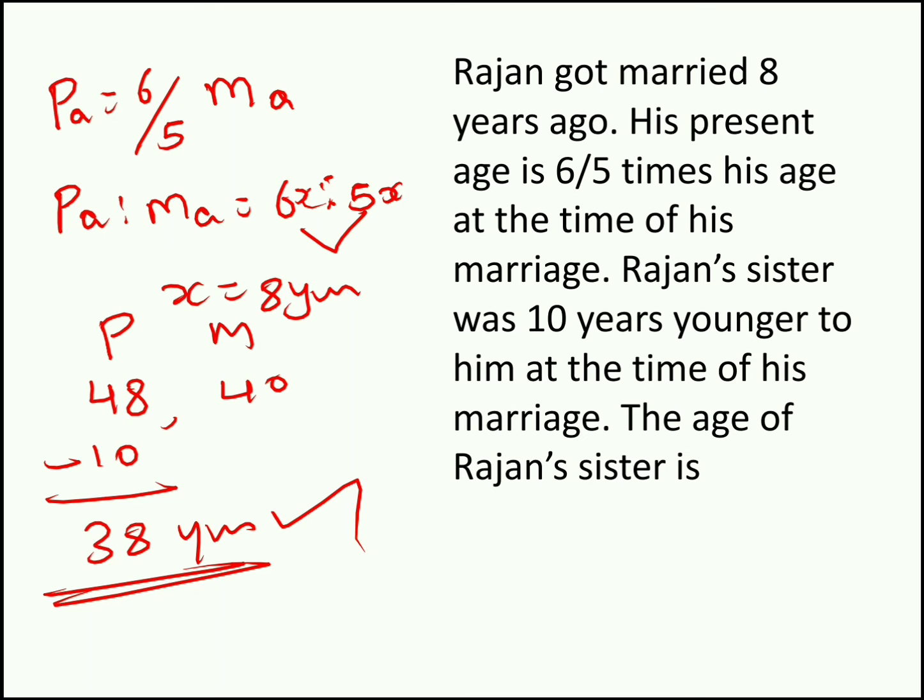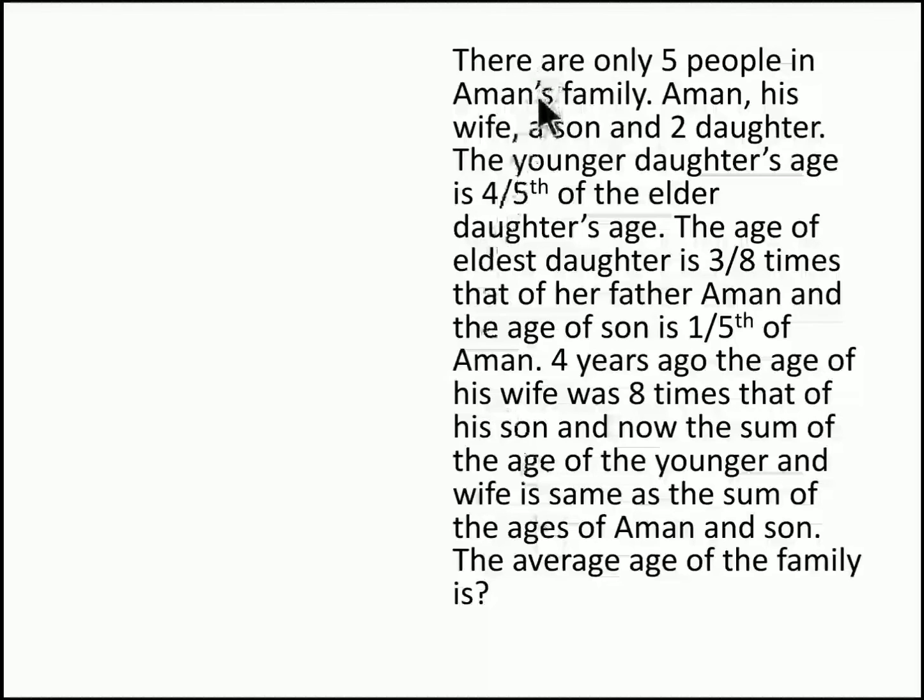Moving to our last question. There are only 5 people in Aman's family: Aman, his wife, a son and 2 daughters. The youngest daughter's age is 4/5 of the eldest daughter's age. The age of the eldest daughter is 3/8 times that of father Aman, and the age of the son is 1/5 of Aman. 4 years ago, the age of his wife was 8 times that of his son, and now the sum of the ages of the younger daughter and wife is the same as the sum of the ages of Aman and son. The average age of the family is dash.